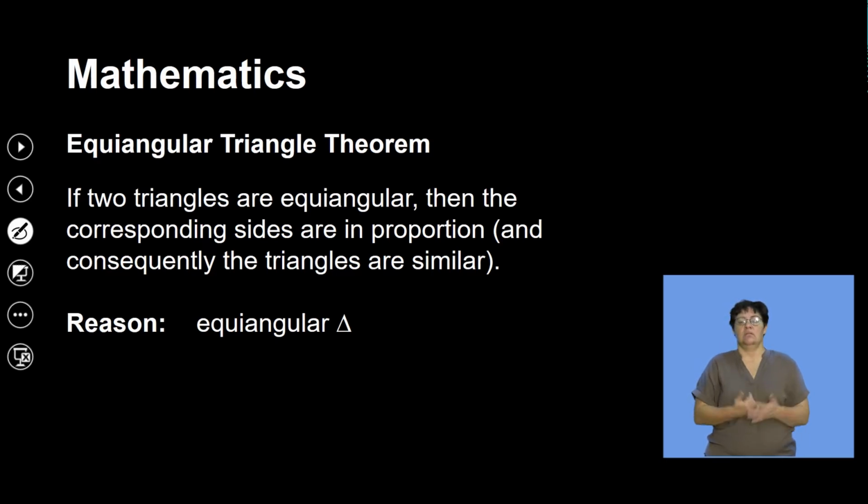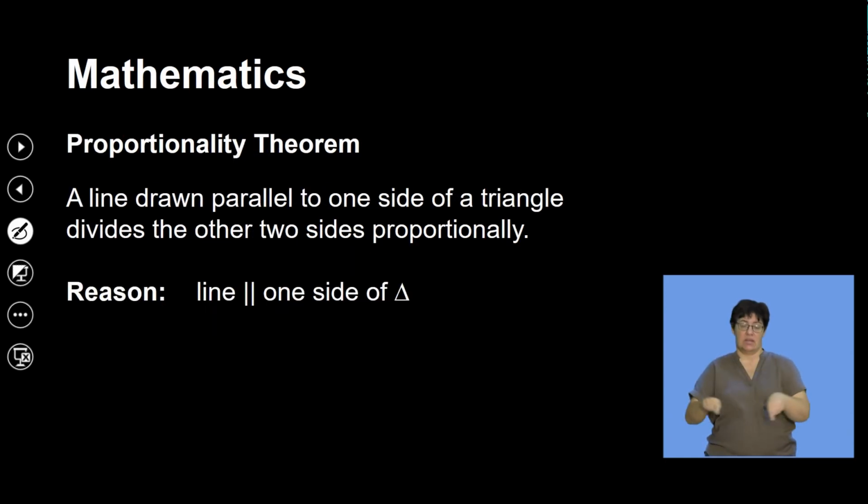Now we have what we call the equiangular triangle theorem. Remember in the last lesson we spoke about the converse of this, right? This says if two triangles are equiangular, then the corresponding sides are in proportion, and consequently they are similar, because as soon as the sides become in proportion and the angles are equiangular, immediately we are talking about similarity. And then my reason is normally equiangular triangles.